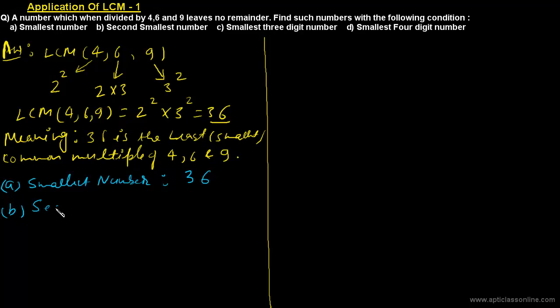So the second smallest number in this category with this precondition will be the second multiple of 36, 36 into 2, that is 72. In case we have to find any bigger number with this precondition, we have to just get the subsequent multiples of 36. Let's take the third question in part C: the smallest 3-digit number.